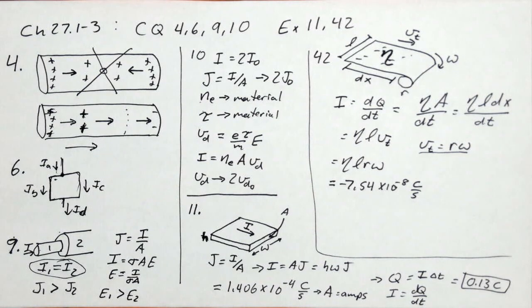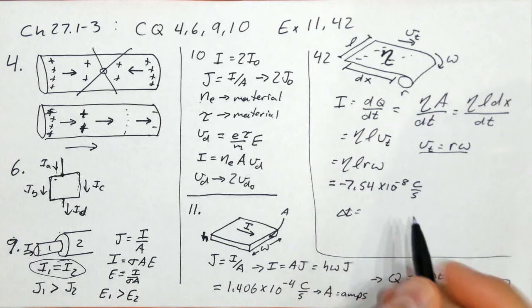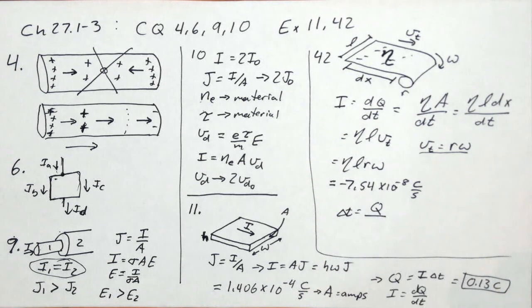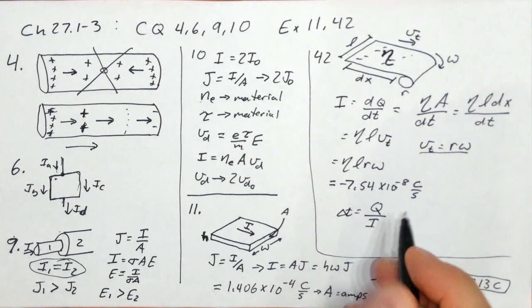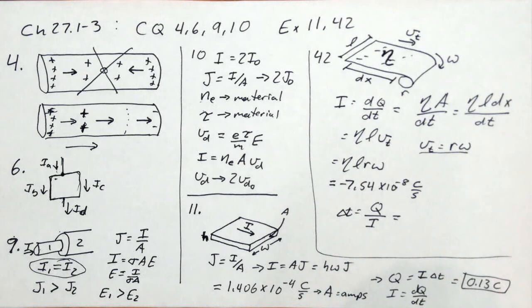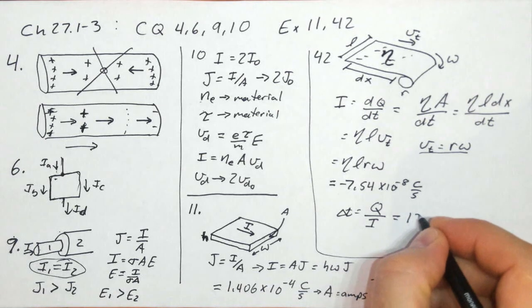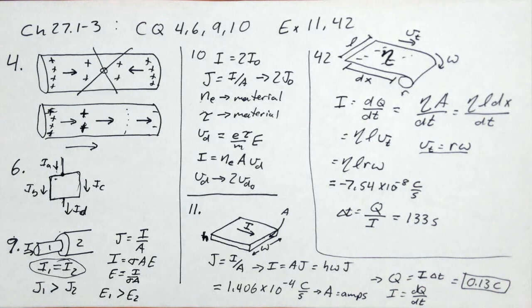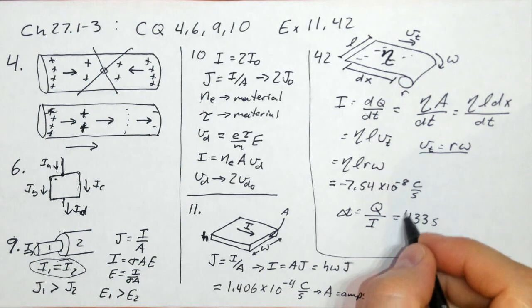The second question is, how long will it take the roller to accumulate a charge of negative 10 microcoulombs? That's the same thing as down here, only we're solving for time this time. So if I use this right here, I can say delta t equals the total charge I'm looking for divided by the current. Coulombs divided by coulombs per second gives me seconds. If I plug in the numbers, the negative 10 microcoulombs, this is going to take 133 seconds. All right, so that's an appreciable amount of time.